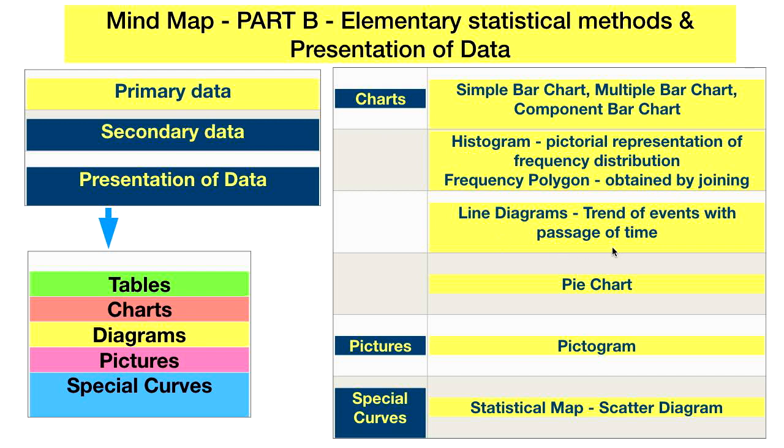Line diagrams usually are very helpful in showing the trend of events with passage of time. With passage of time, whether disease is increasing or decreasing or the same, we can identify with the line diagram. Pie chart is usually useful for a small amount of data. For example, male and female we have to show. We can show in a pie chart where male is this much, female is this much. But it is not advisable to use a pie chart when the data is more.